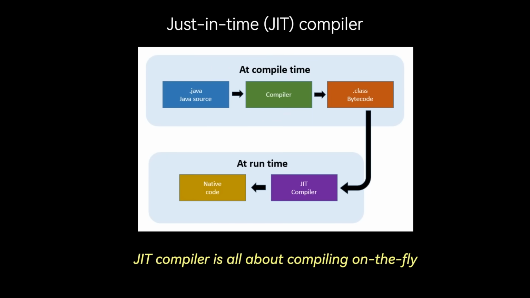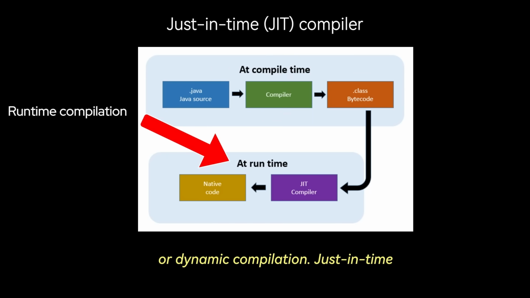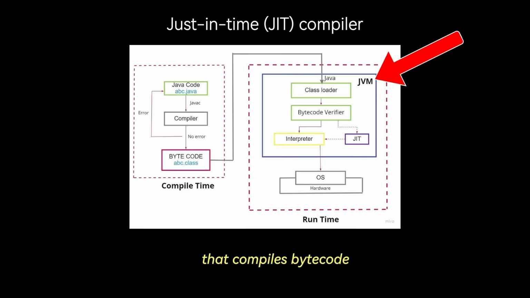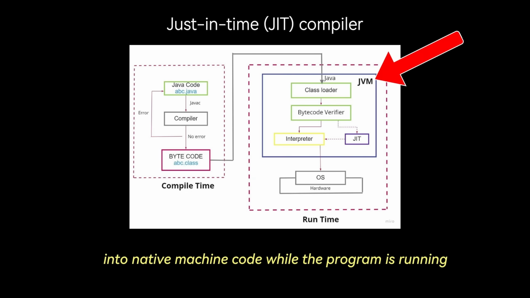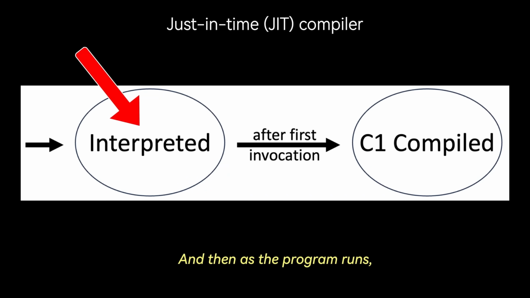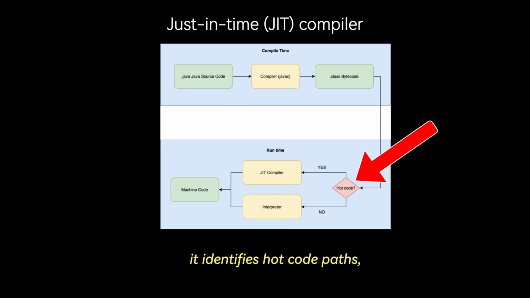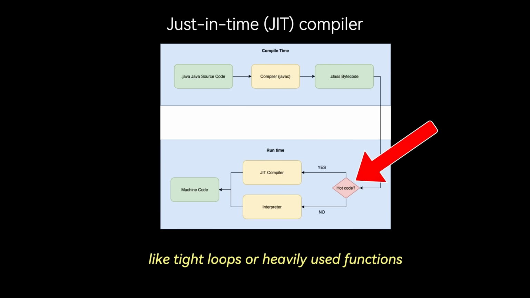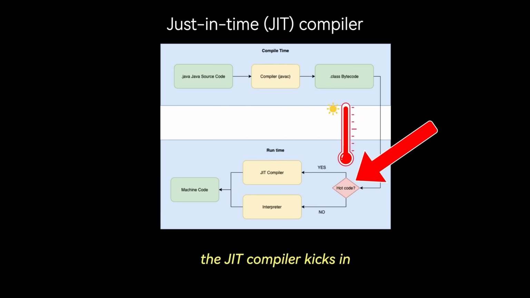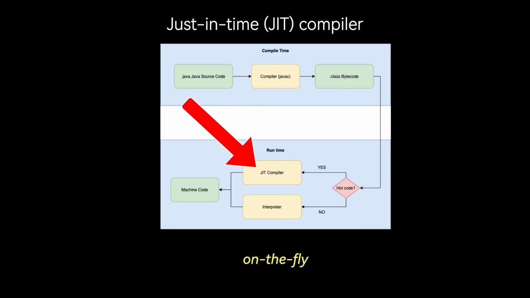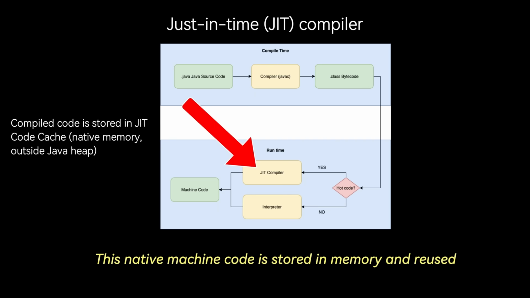JIT compiler is all about compiling on the fly or dynamic compilation. A just-in-time compiler is a special component of the virtual machine that compiles bytecode into native machine code while the program is running. It doesn't translate all code immediately. Instead, it starts by interpreting the bytecode, and then as the program runs, it identifies hot code paths, which are parts of the code that are used frequently, like tight loops or heavily used functions. When such a hot path is detected, the JIT compiler kicks in and translates that bytecode into native machine code on the fly. This native machine code is stored in memory and reused.